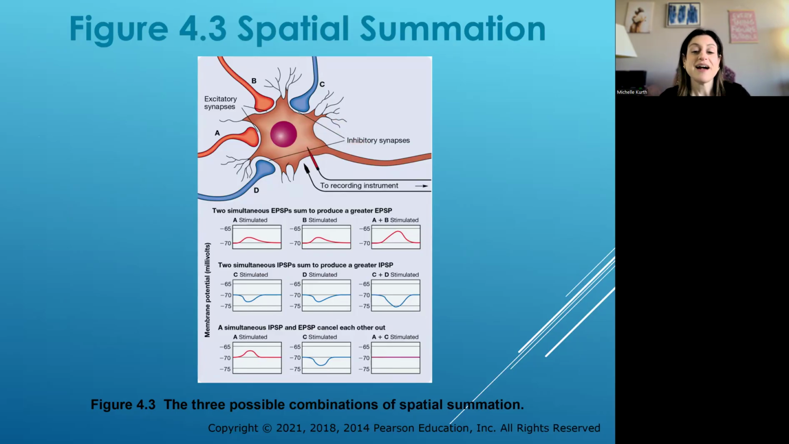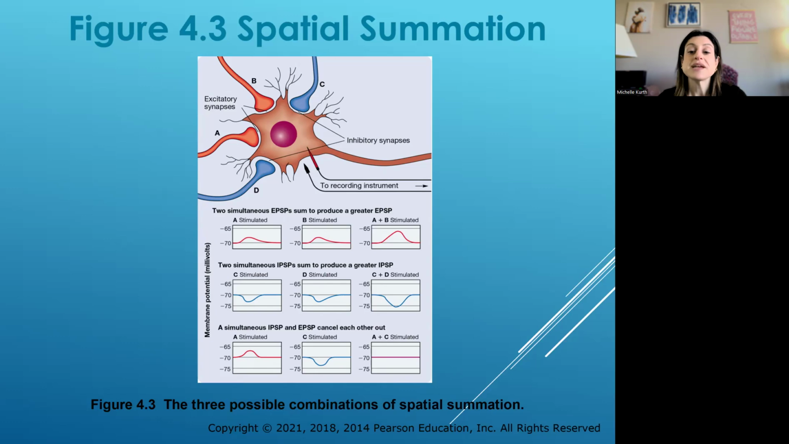Now, again, remember, spatial summation is when the signals from multiple synapses at different locations combine at the same time. So in the top row, just below that picture, you're actually going to see two EPSPs together. Okay, so if synapse A and synapse B, with that gap there in the middle, both send excitatory signals at the same time, their effects add up. You can see the red line showing how the bump is bigger when both are stimulated. So you see A, you see B, together, it's even larger.